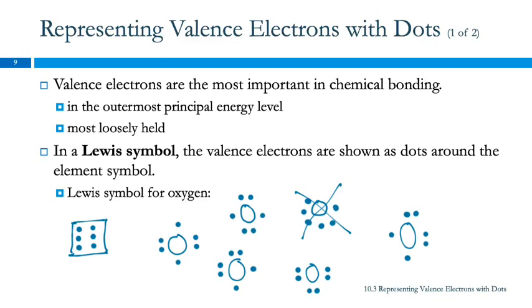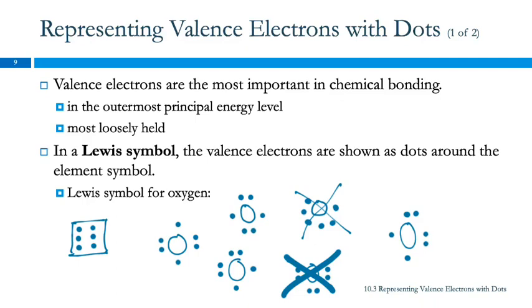I will tell you a thing that's not in the textbook. So, well, let's cross that one off because that one's not right. But with these others, no matter how I draw them, if I put one on each side and then pair up as necessary, I'm going to end up with 2 electrons that are unpaired when I draw the symbol for oxygen. And these are the electrons that are going to be shared with another atom.